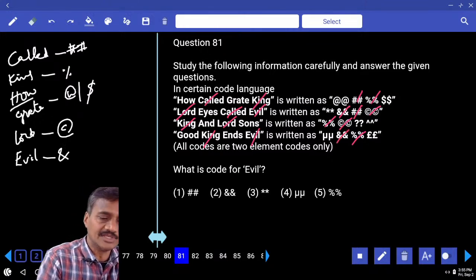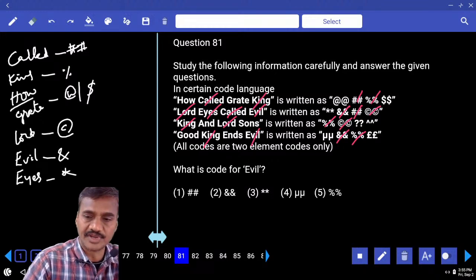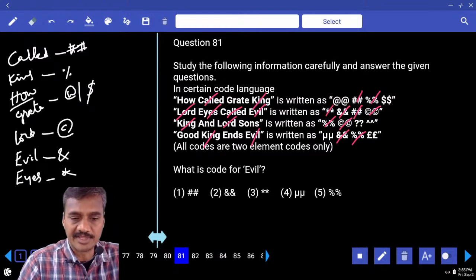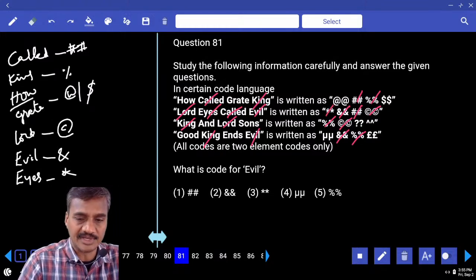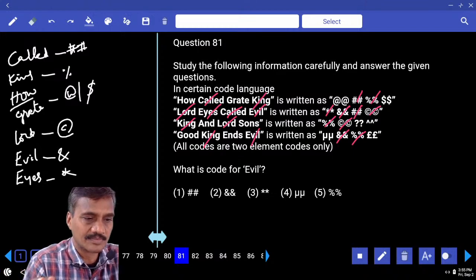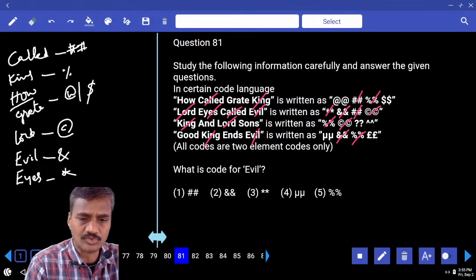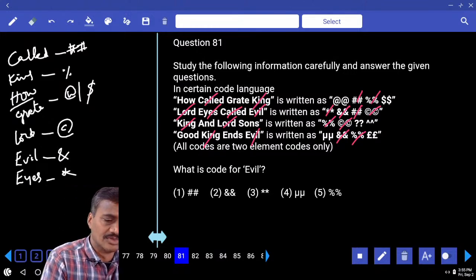Then finally, ice is left in second, and the code that is left out is star. The code for ice is star. And again, if you compare 3 and 4, end and sons. Now, end and sons, as it is, that is left over, isn't it? And good and ends. And good and ends also, there is no word.